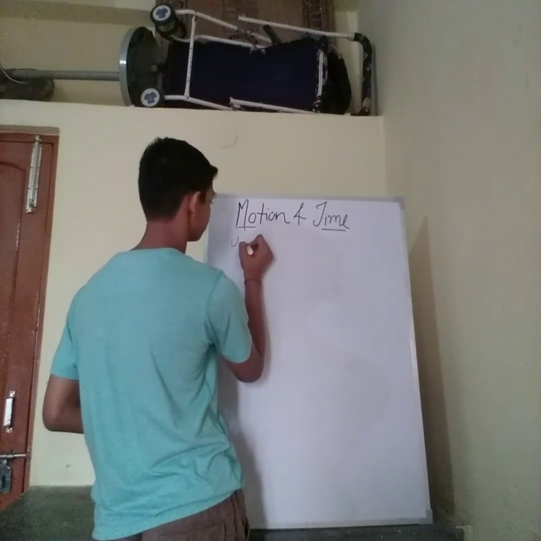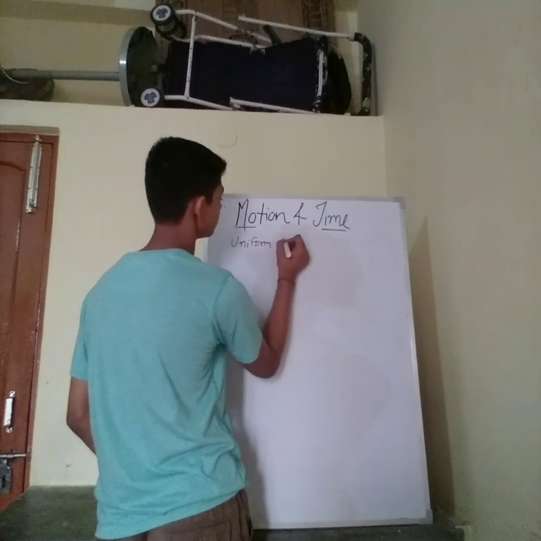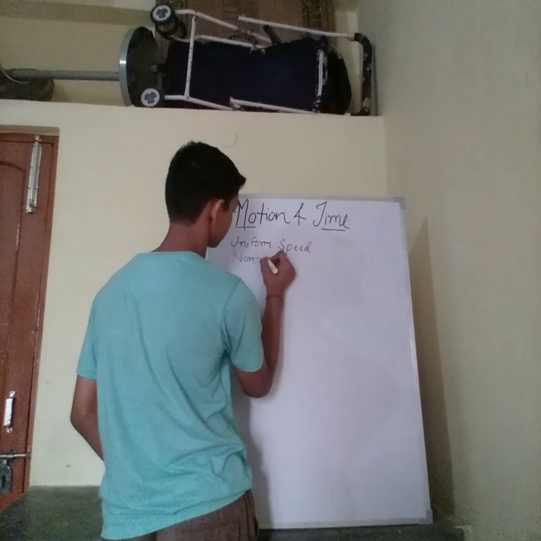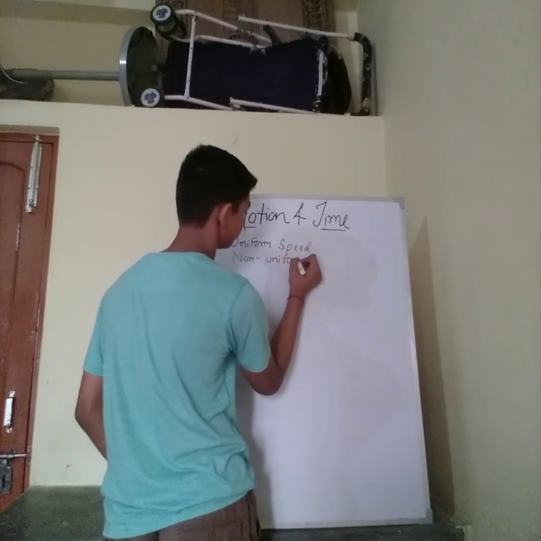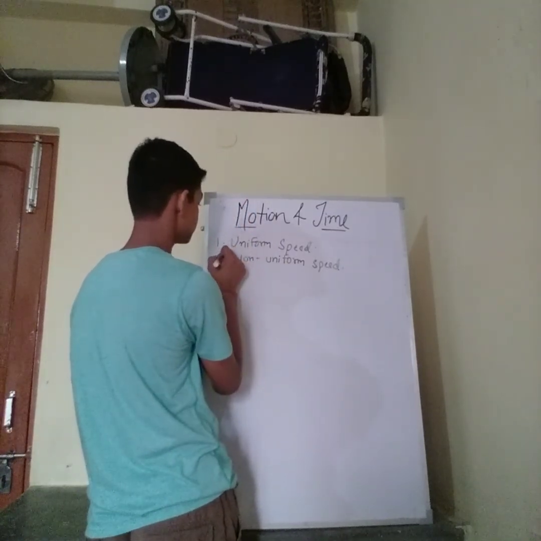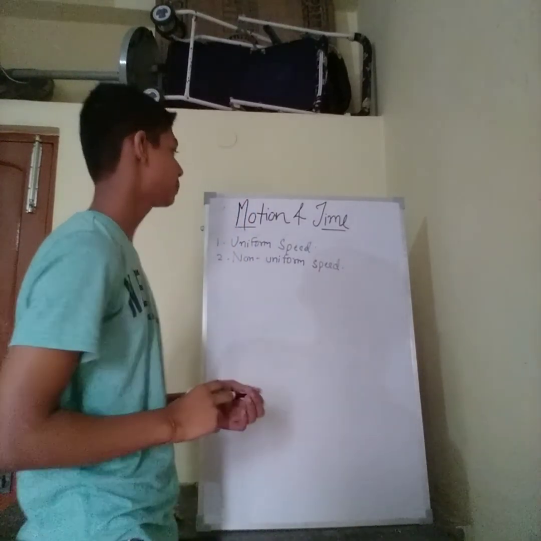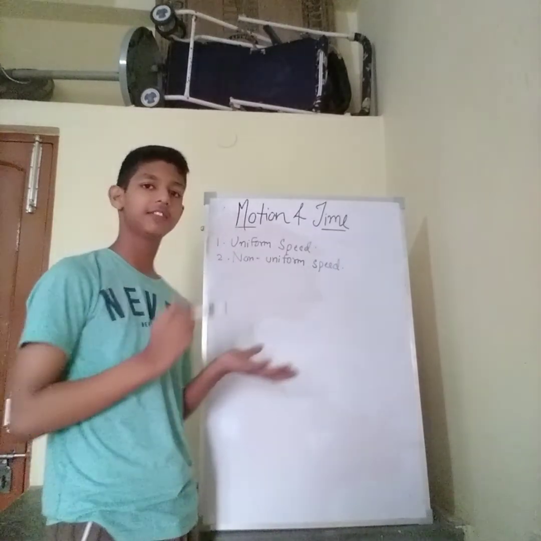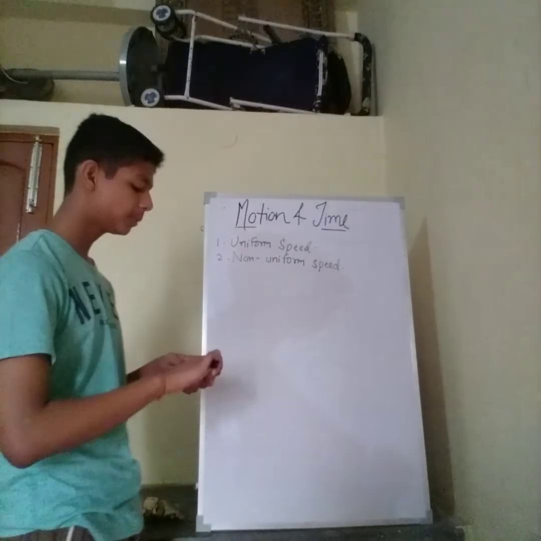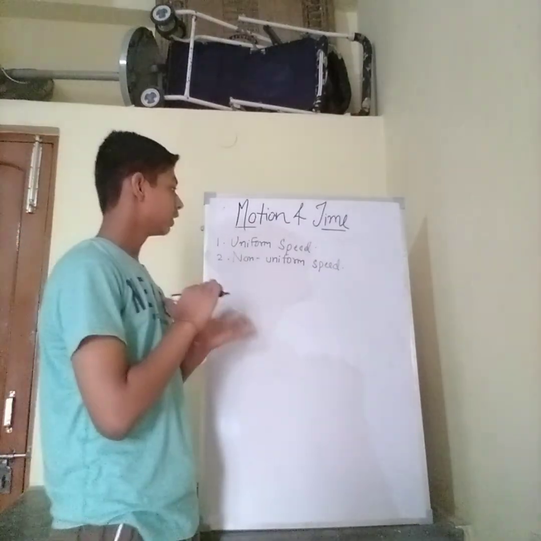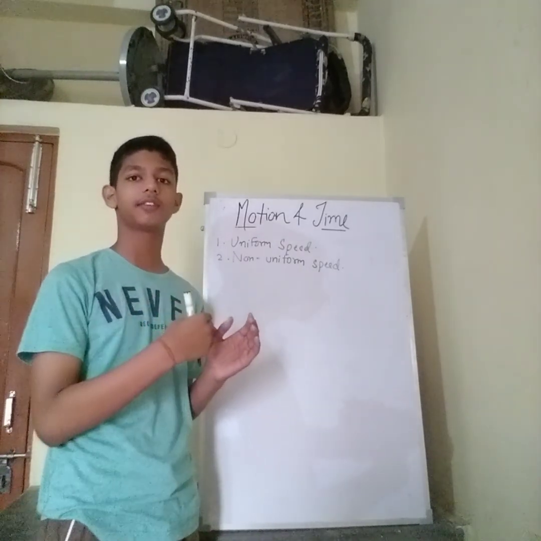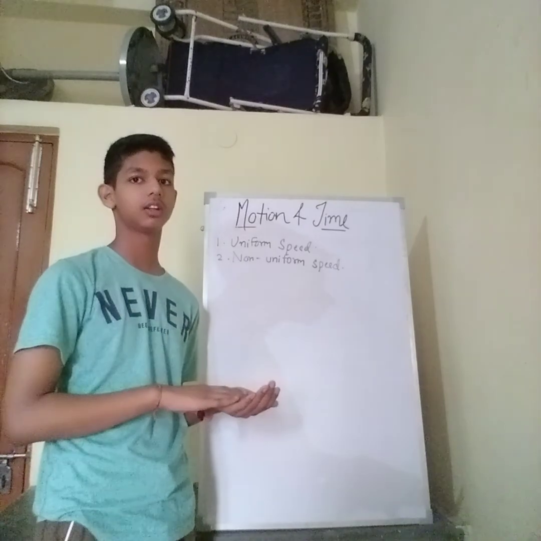First is uniform speed and second is non-uniform speed. Okay, first and this is second. What is uniform speed? I have said that speed is defined as the rate of covering distance per unit time, and uniform speed is defined as if an object covers equal distances in equal intervals of time, however small the interval is, it doesn't matter.